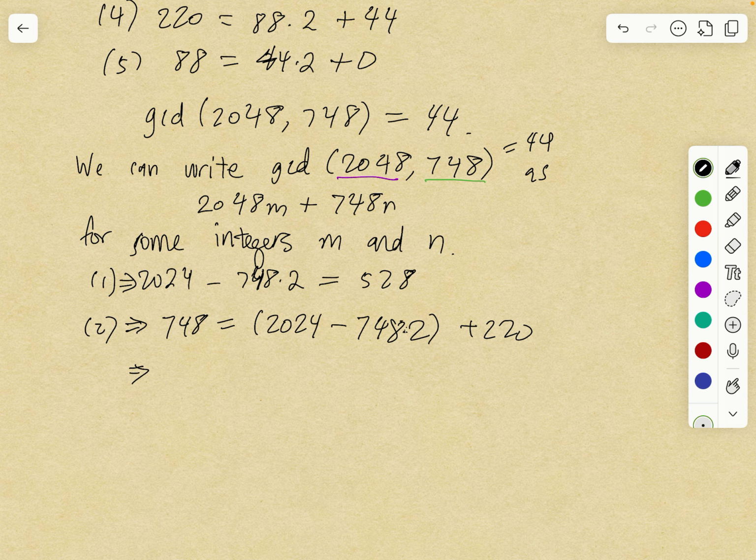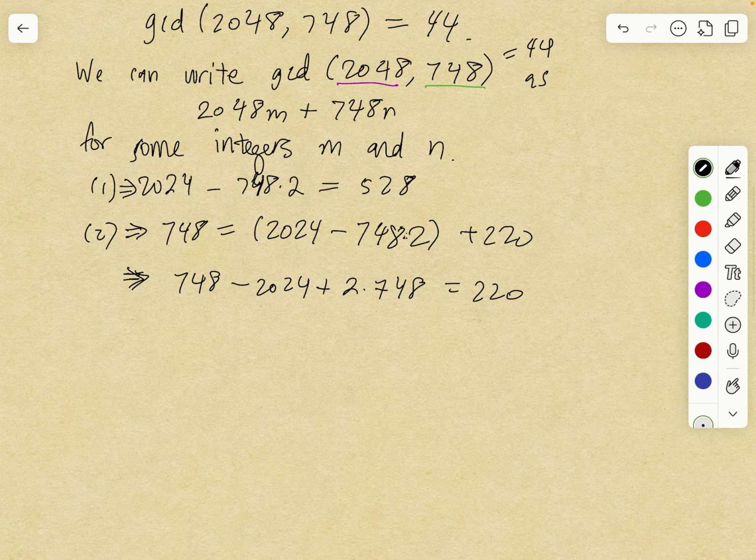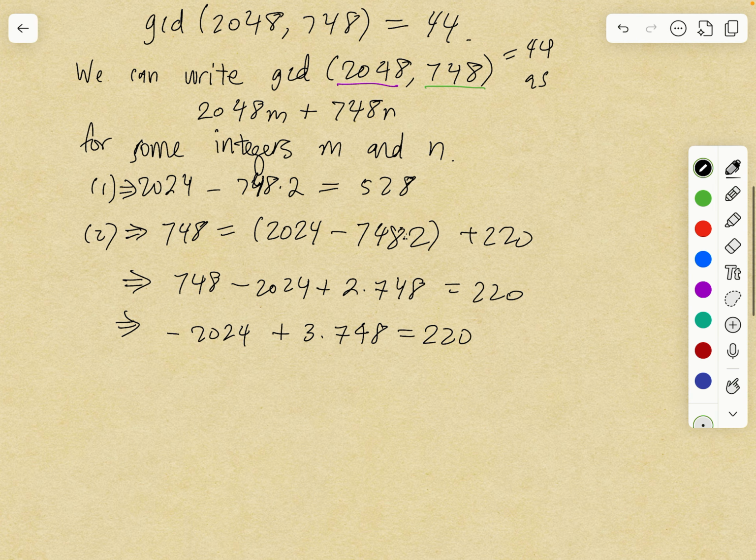Okay, so when I solve for 220, I get 748 minus 2024 plus 2 times 748 equals 220. So what that tells me is that negative 2024 plus 3 times 748 is equal to 220. So now I've expressed 220 in terms of 2024 and 748.